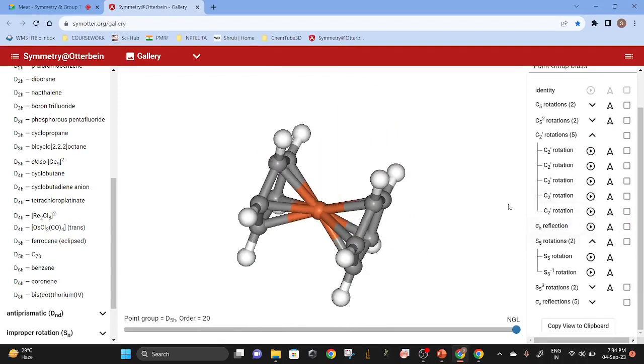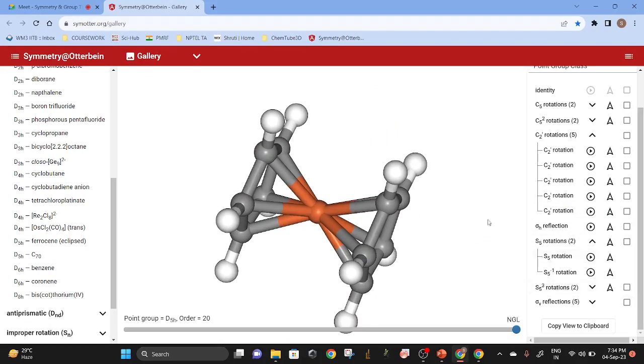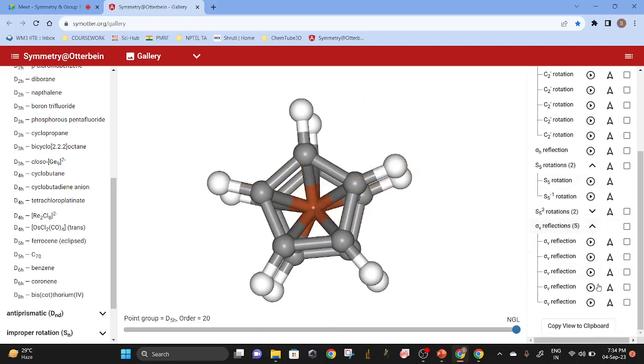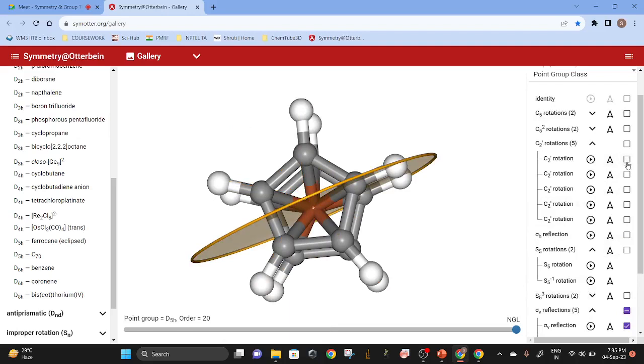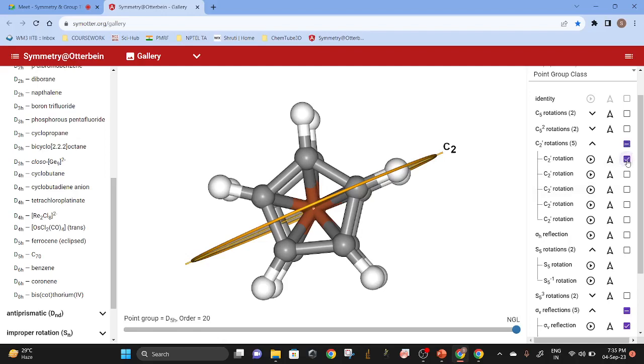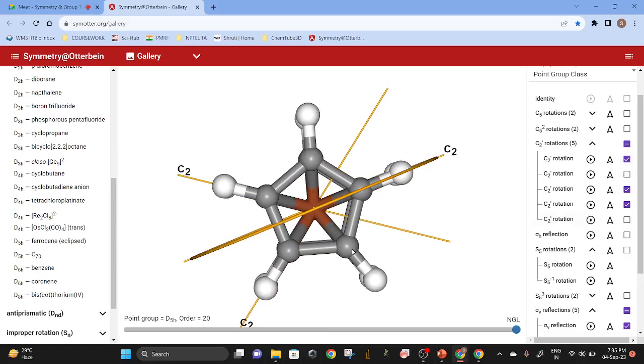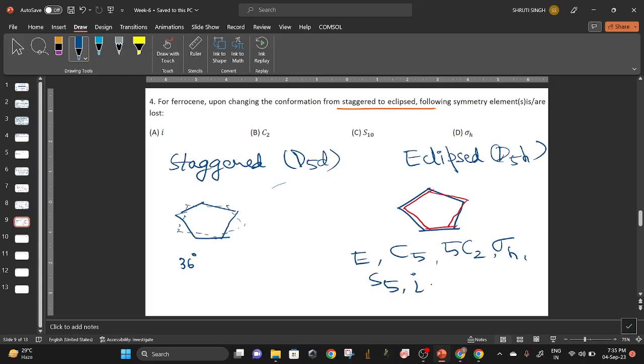And then along all the C2s, there will be planes as well. Not along the C2s, but bisecting two C2s. So this one I can remove. Like this you can draw 5 planes. One, 2, 3, 4, and 5. So there are 5 planes as well. So the point group becomes D5h because sigma h is there.